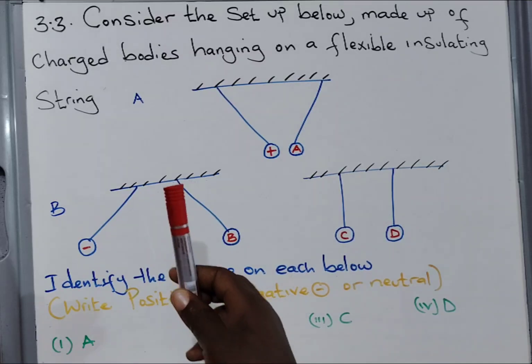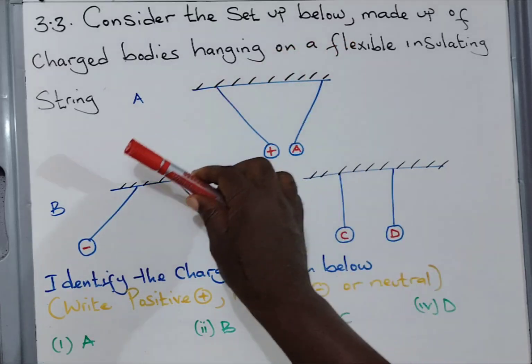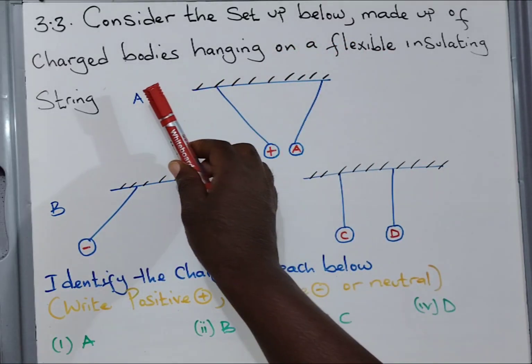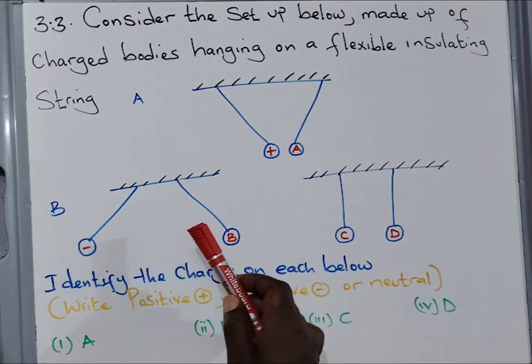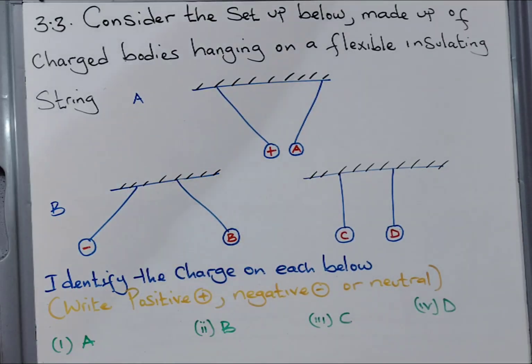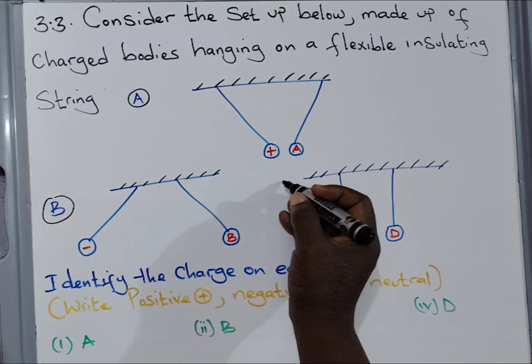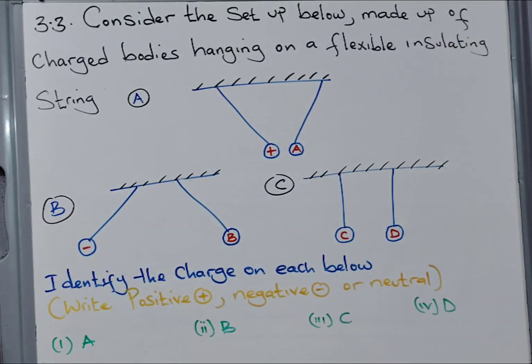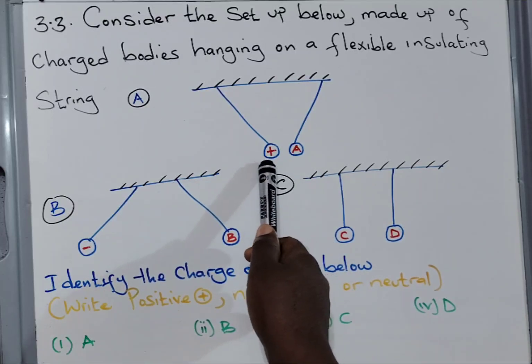Yeah, then comes this question. It says that consider the setup below, made up of charged bodies hanging on a flexible insulating string. Okay, we have set up A. We have B, and you have C. Okay, those are the setups. Identify the charges on each below. Okay, A is here. So this is our A, and this is positive.